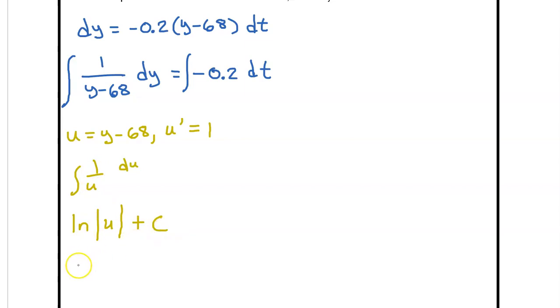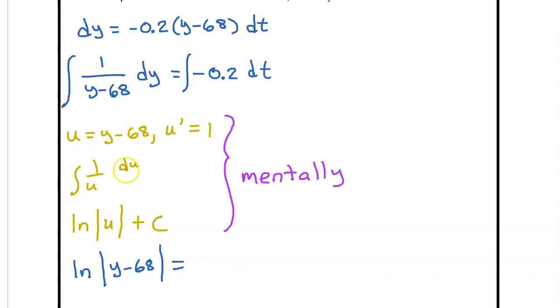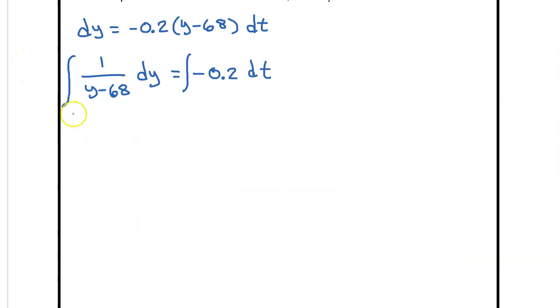So on the left side of the equation, we would end up with the natural log of the absolute value of y minus 68. And we won't put the plus c because we will save that for the other side of the equation. These 3 lines right here, we did not need to show. We could have done this mentally. We could just look at this and say, u is y minus 68. So u prime is 1. When you do u substitution, you divide by u prime. But dividing by 1 changes nothing. So we move on with the antiderivative.